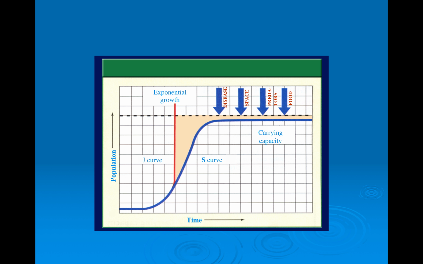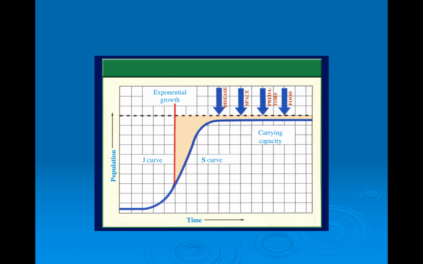Okay. So remember, a population, initially, if it's got everything it needs, it's going to show exponential growth, and its curve will look like a J curve. Okay. Eventually, something will run out. There'll be disease, space, predators, food. Okay. When we've reached a limiting factor, this is when we are at our carrying capacity. And carrying capacity is when birth equals deaths. So every population has a carrying capacity within a certain ecosystem.